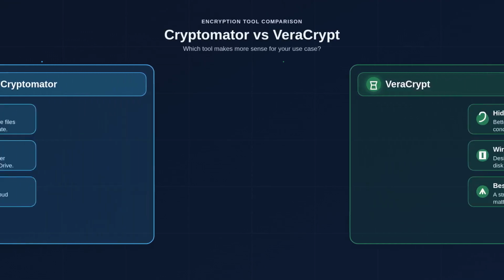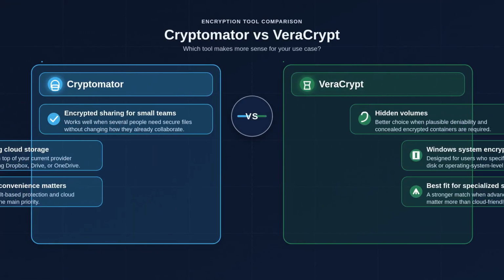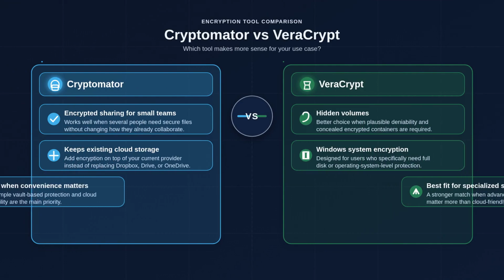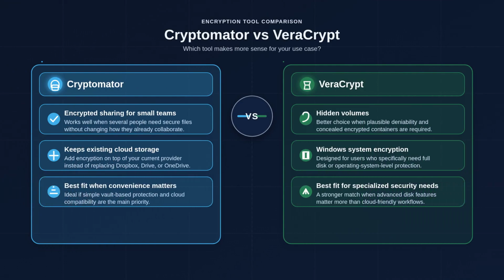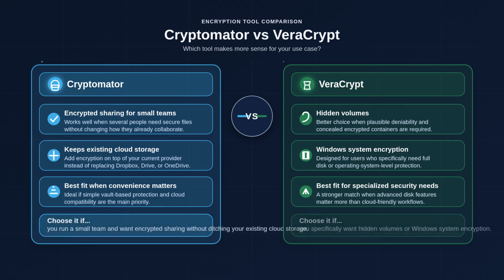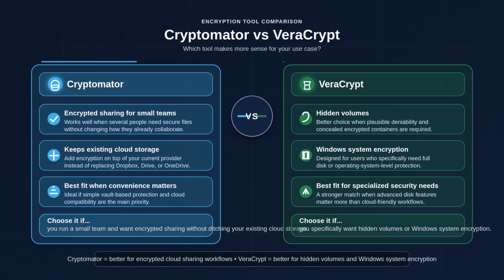If you're a freelancer or student keeping files in Google Drive, Dropbox, or OneDrive, pick Cryptomator. If you're an IT minded user encrypting a laptop, backup drive, USB stick, or offline archive, pick VeraCrypt. If you run a small team and want encrypted sharing without ditching your existing cloud storage, Cryptomator makes more sense. If you specifically want hidden volumes or Windows system encryption, pick VeraCrypt.